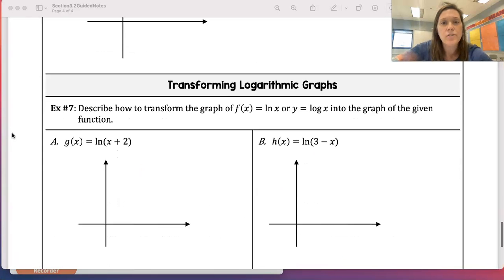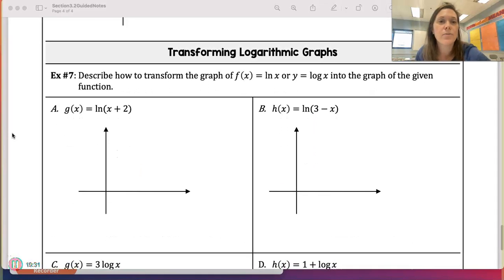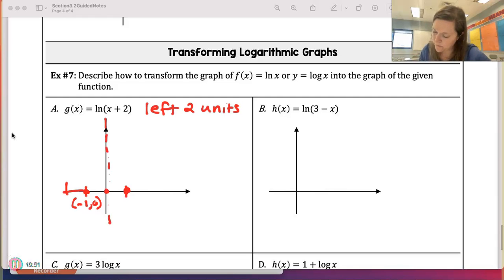All right, let's go ahead and talk about transformations. Example 7, describe how to transform the graph. We've got an x plus 2. The plus 2 is happening to the x, so that means we're going to be going to the left 2 units. My original (1, 0) is going to go to (-1, 0). My vertical asymptote that was at x equals 0 is going to move over 2 units, so now my asymptote is at x equals -2.